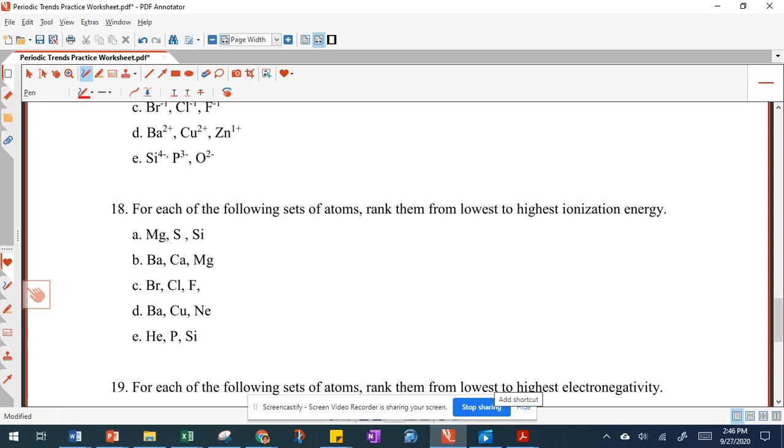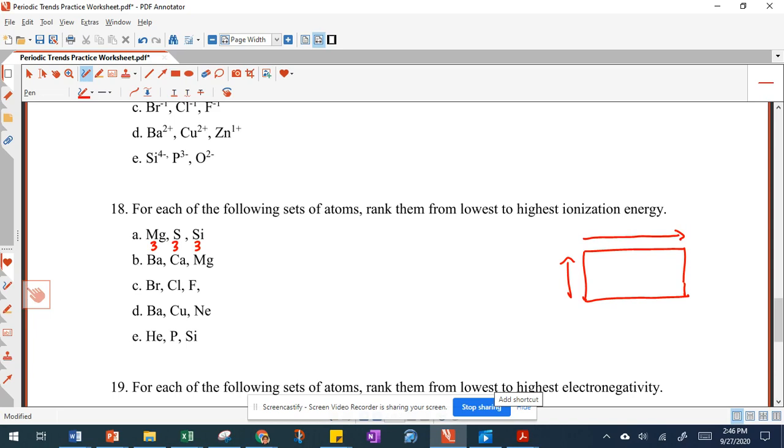Now, magnesium has 3 energy levels. Sulfur also has 3. And silicon also has 3. So these are all in the same period. So this should be pretty straightforward. You just need to look at the trend for ionization energy. Remember, it's the opposite of the radius, so it increases going up a group, and increases going from left to right.